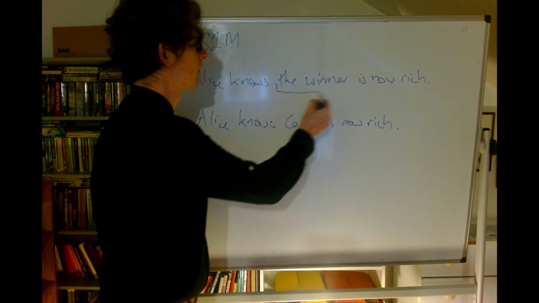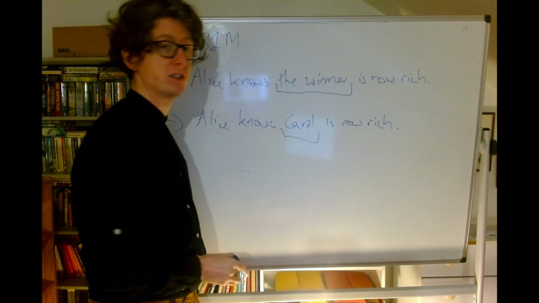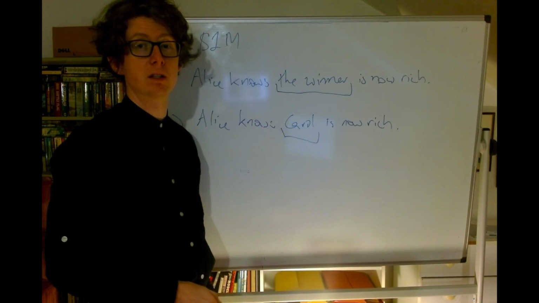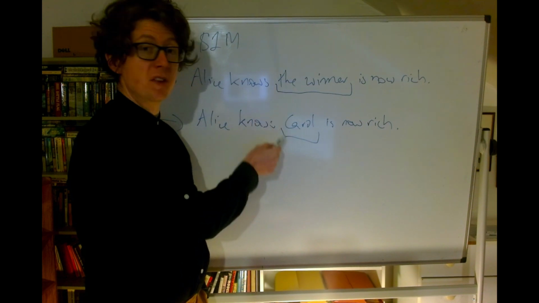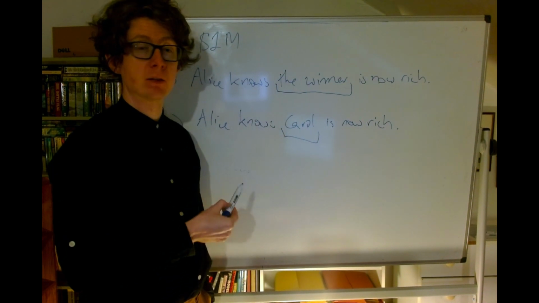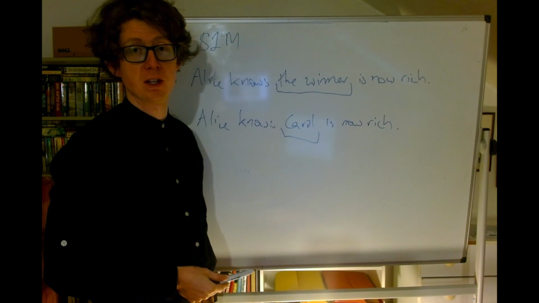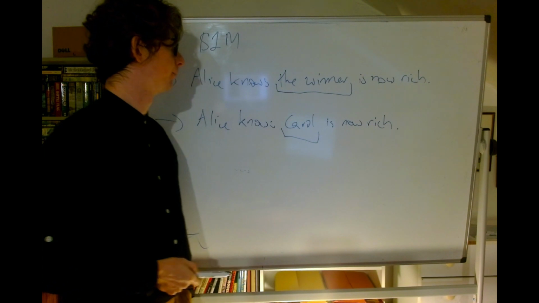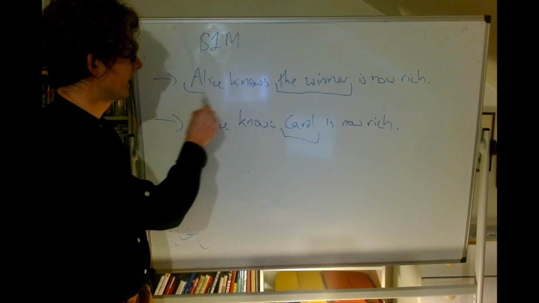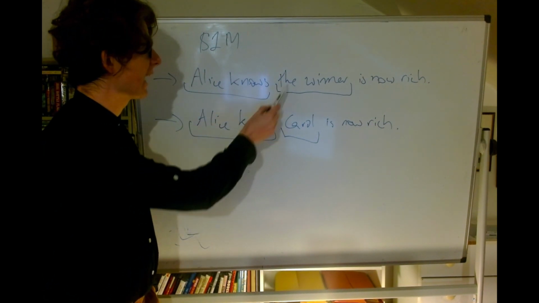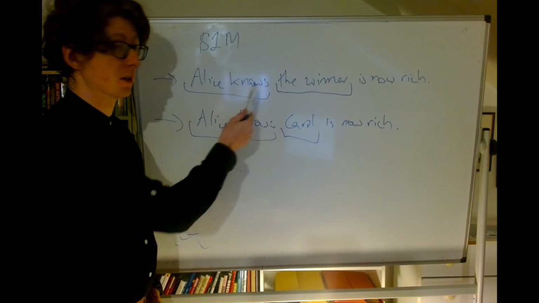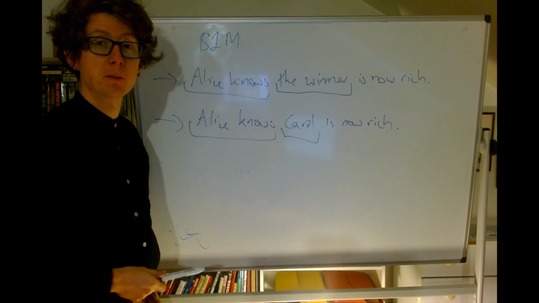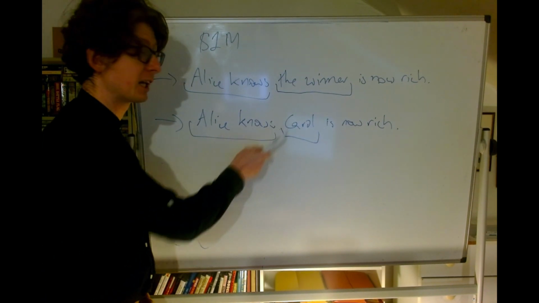But notice that these two claims sort of talk about exactly the same person in reality. Carol just is the winner. And what this example shows us is that you cannot, in general, replace a name with a description in a sentence, even if they happen to pick out the same person in actuality. For instance, when we're making a claim about what Alice knows, we can't just replace the name with the description, because Alice may not know that this description picks out the same person that we're talking about with this name.